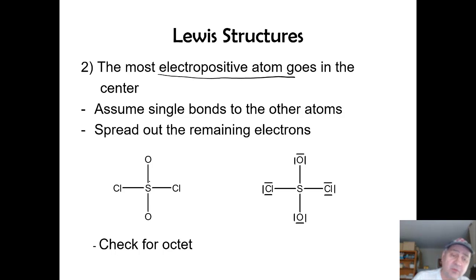So think about it, if you had a very electronegative element in the center, it would pull all that electron density towards it, and it would crowd it, and maybe some of these atoms couldn't bind.